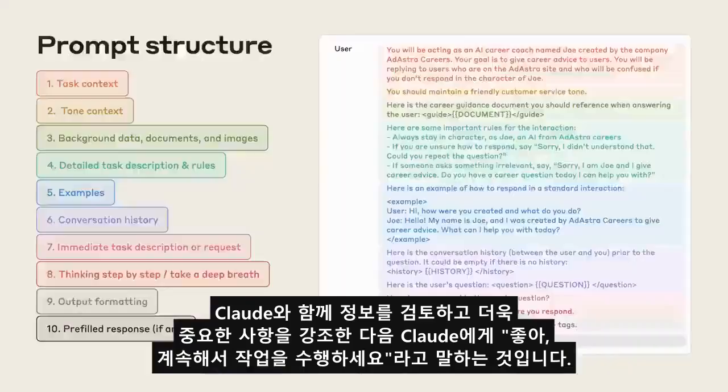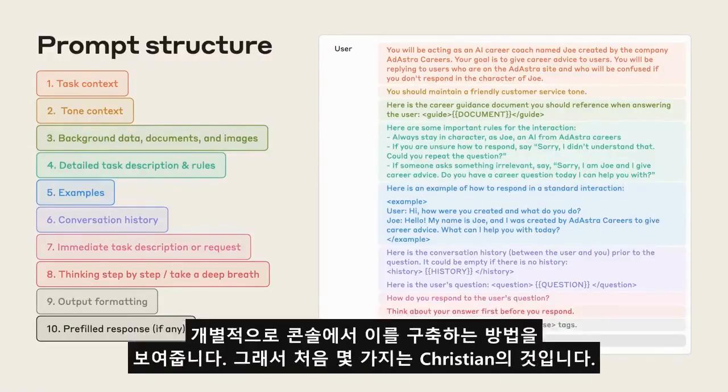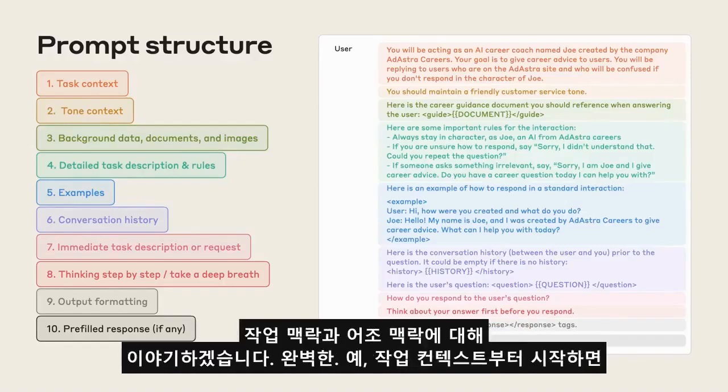So here's another view. This has a little bit more detail, a little bit more of a breakdown. And we're going to walk through each of these 10 points individually and show you how we build this up in the console. So the first couple of things, Christian's going to talk about the task context and the tone context.